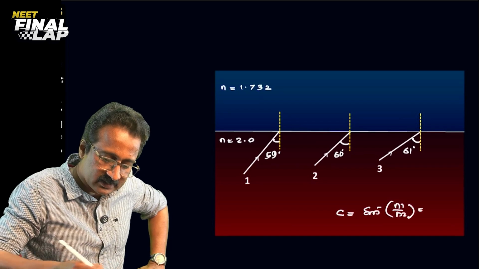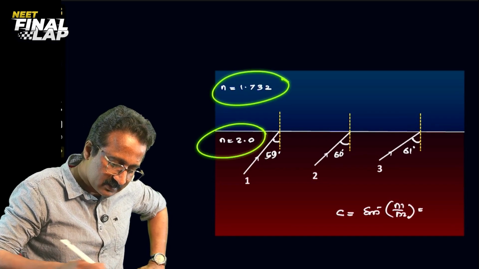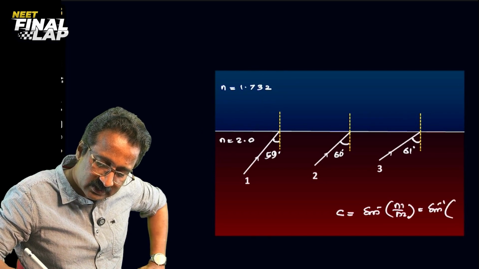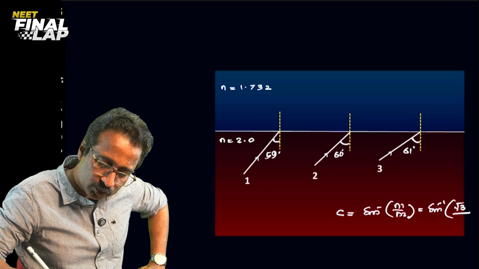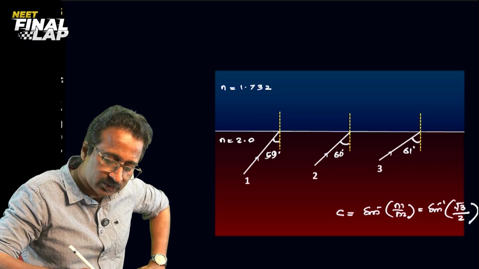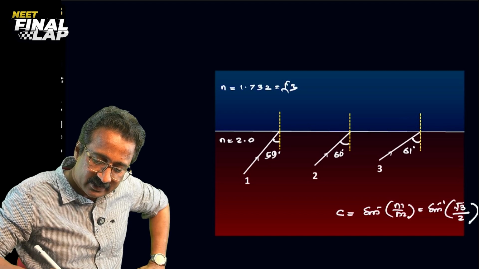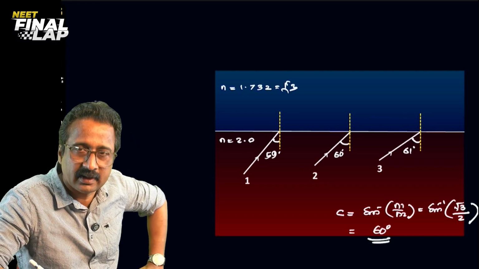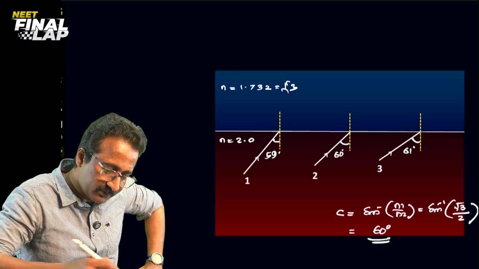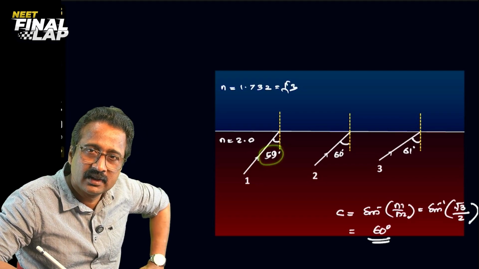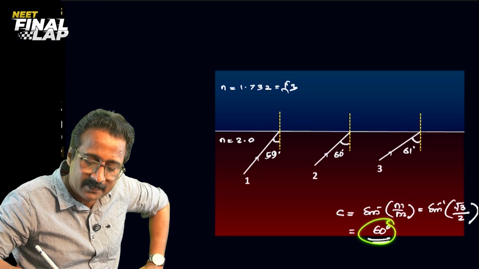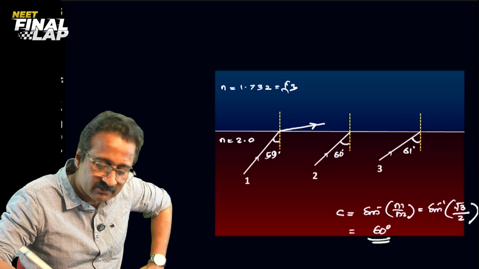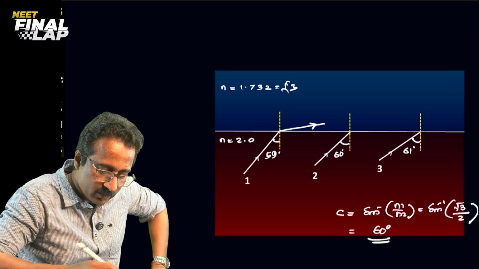And N1 here is 1.732, rarer, and this is denser. So let me put values. It is sin inverse of N1, which is 1.732, which means root 3 by 2. This is root 3, remember. Sine inverse of root 3 by 2 is going to be 60 degree. This means that 60 degree is the critical angle for the medium. You see, this angle of incidence is only 59 degree. 59 degree is less than 60 degree. So the light ray will certainly go out. It will not have any total internal reflection. It will escape out.